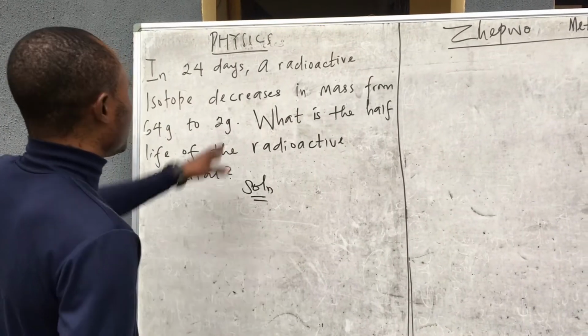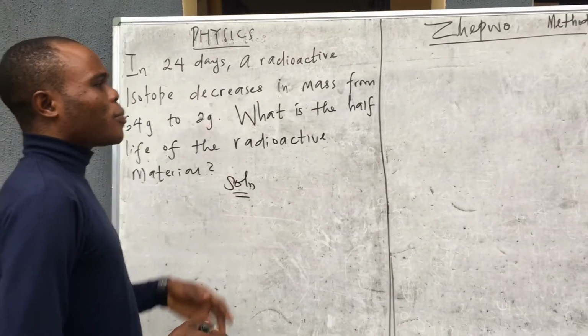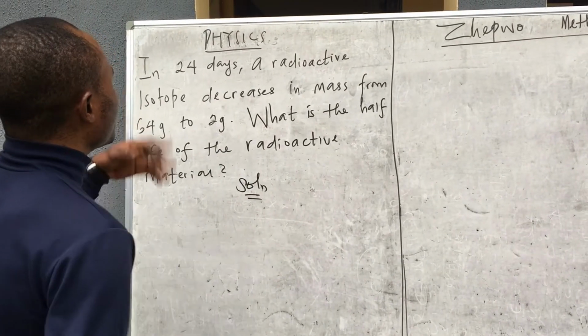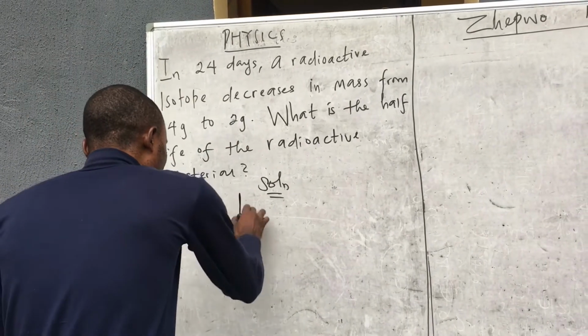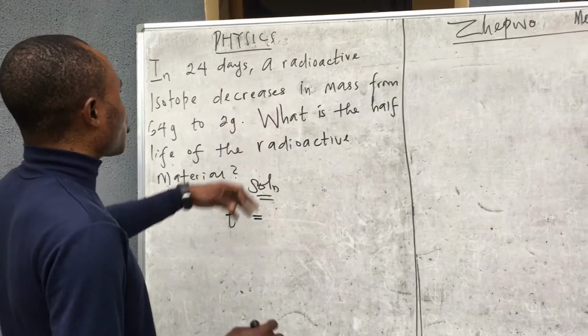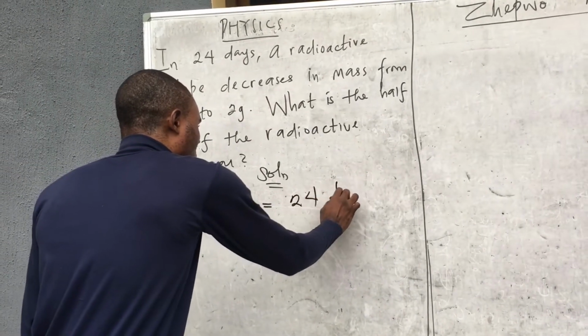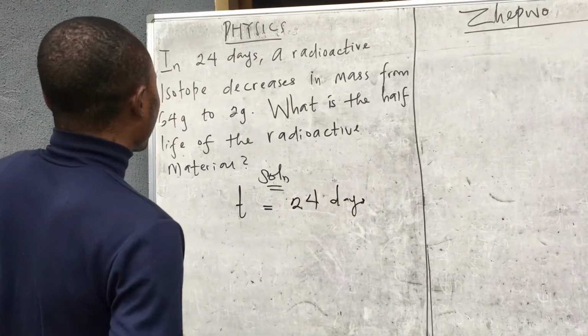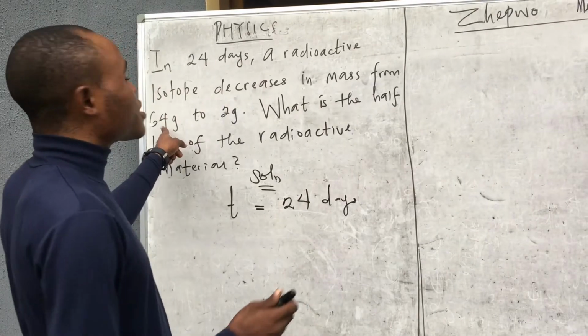In 24 days, a radioactive isotope decreases in mass. The 24 days here represent the time taken for the radioactive isotope to decay, so we use small t for that. So our time taken is 24 days. So 24 days to decrease in mass from 64 to 2 grams.